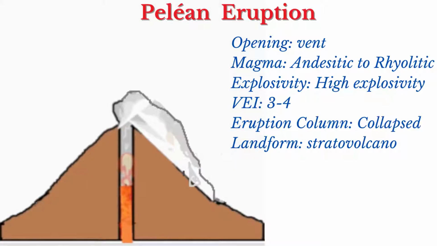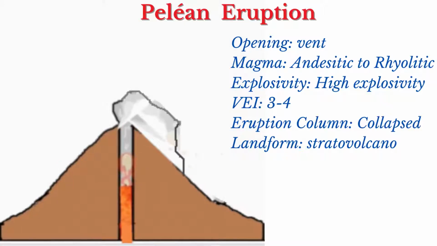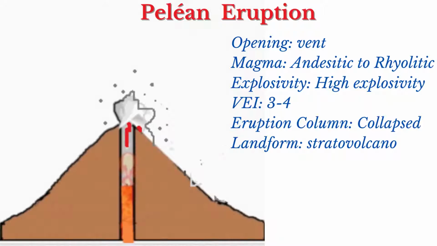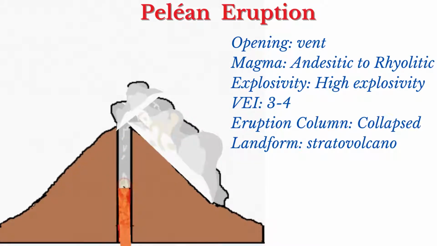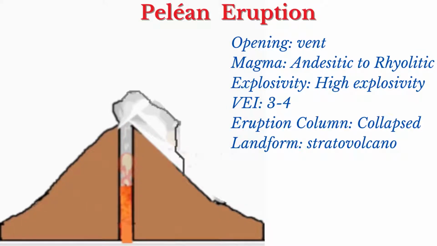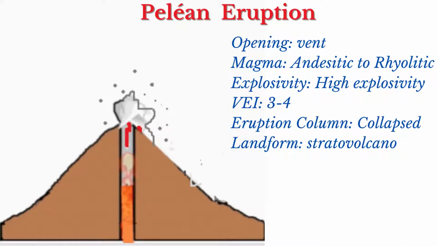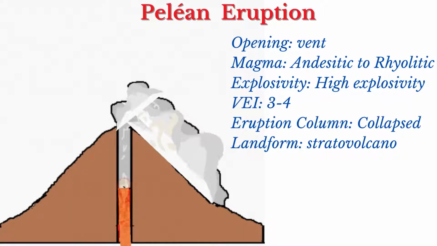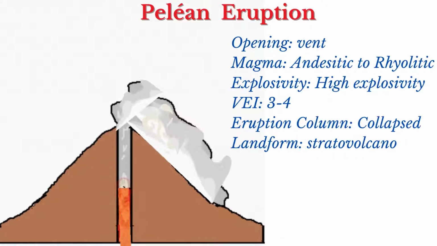The mechanics of the Pelean eruption are very similar to that of the Vulcanian eruption, except that in the Pelean eruptions, the volcano's structure is able to withstand more pressure. Hence, the eruption occurs as one large explosion rather than several smaller ones.